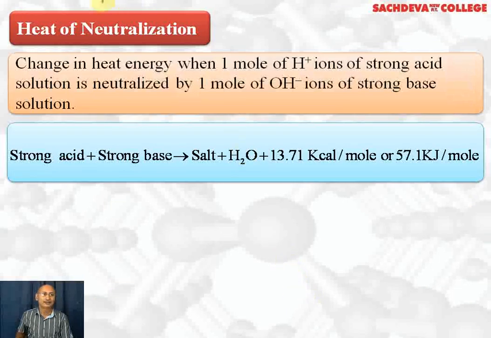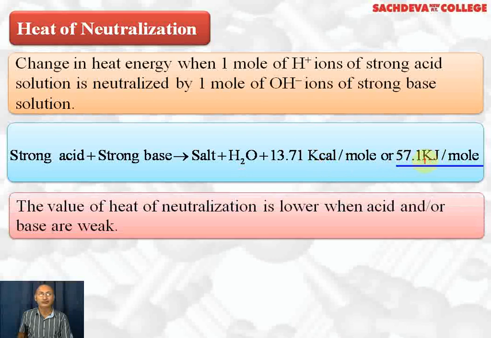Next topic we are taking is heat of neutralization. First point is that heat of neutralization is an exothermic process. It is the change in heat energy, or better we can call it, heat evolved when 1 mole of H+ ions from a strong acid is neutralized by 1 mole of OH- ions from a strong base. Strong acid plus strong base gives you salt plus water. Heat evolved is 13.71 kilocalories per mole or 57.1 kilojoules per mole.